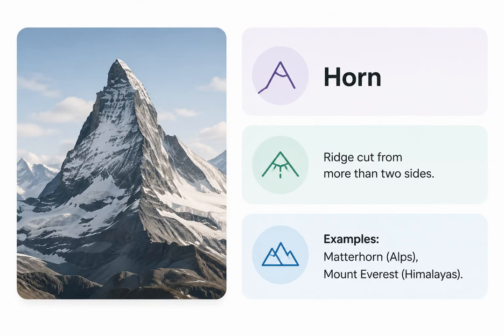If glacial activity cuts into a mountain from more than two sides, those radiating cirques erode headward to form a sharp pyramidal peak called a horn. Some of the most famous mountains in the world, including the Matterhorn in the Alps and Mount Everest in the Himalayas, are actually horns formed by this intense glacial erosion.